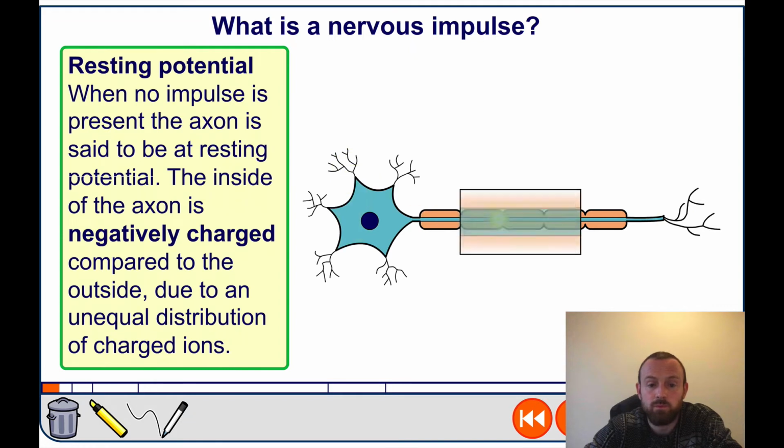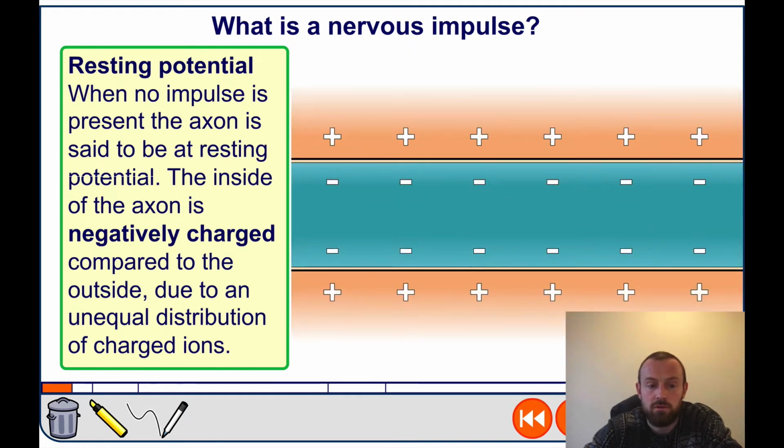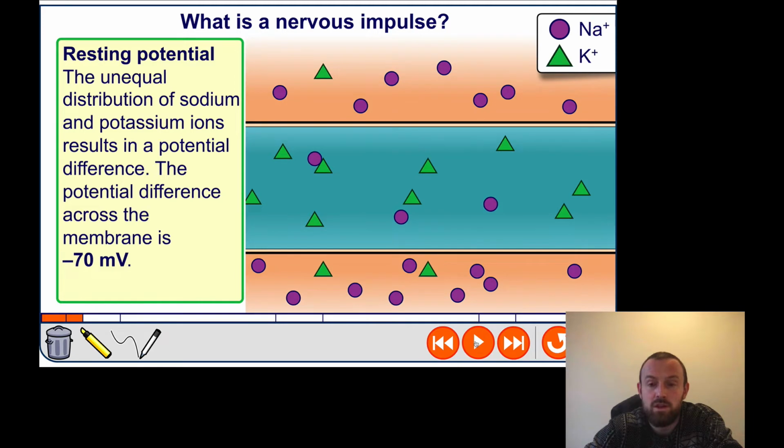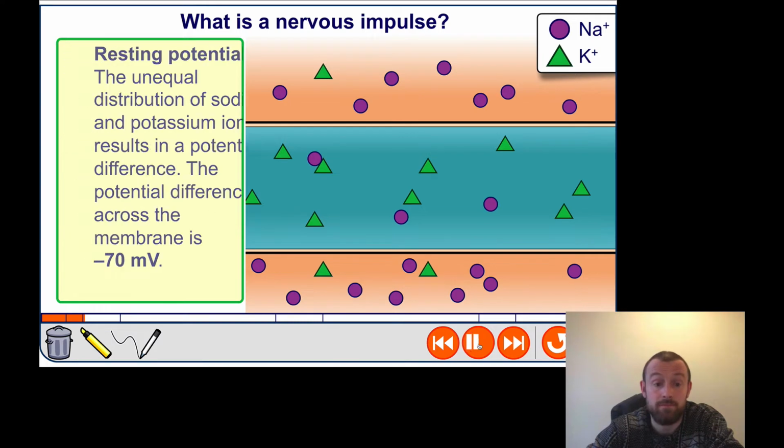So if we zoom in, resting potential in the axon is when we have positive on the outside and negative on the inside, an unequal distribution of ions. Because mainly of the sodium potassium pump, we basically have a lot of sodium on the outside of the axon and a lot of potassium on the inside of the axon. So we have concentration gradients in place already.